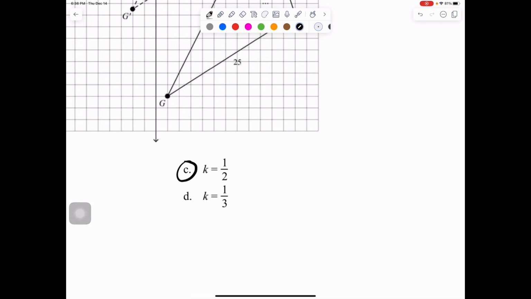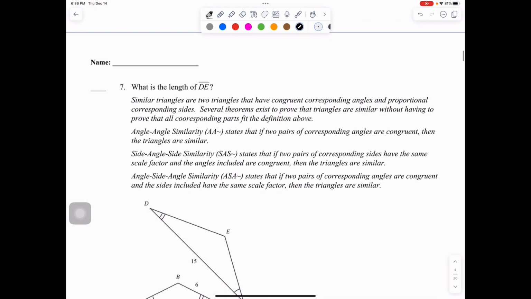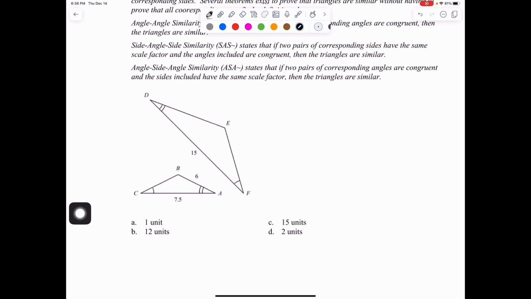Moving forward now to number 7. What is the length of DE? Now, these are similar triangles. They're telling us that as we are looking for the length. So here is what you will do. We can set up proportions. That'll be the first way. And doing that, I will take my X.